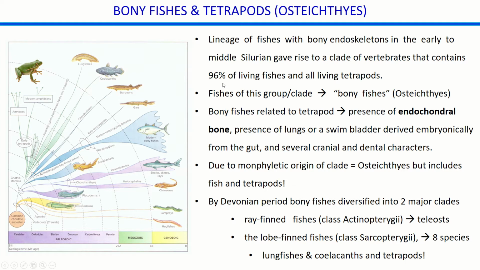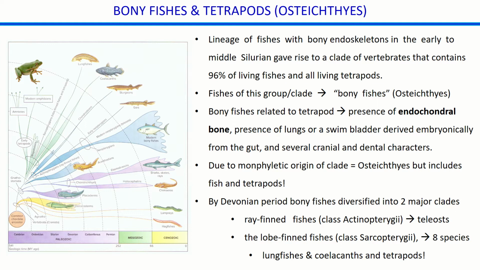Endochondral bones. Okay, the presence of lungs or swim bladder that is derived embryonically from the gut, actually the esophagus. Your esophagus is what you swallow food with, okay? So that swim bladder is embryonically derived from the gut, okay? Swim bladder, we're going to talk about that as well now. Several cranial and dental characteristics as well that are unique to this group. Okay, because of the monophyletic origin of the clade.